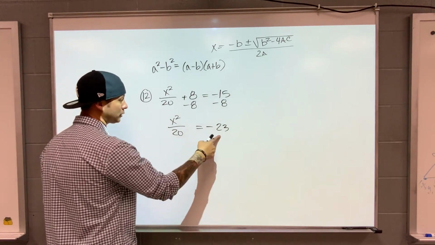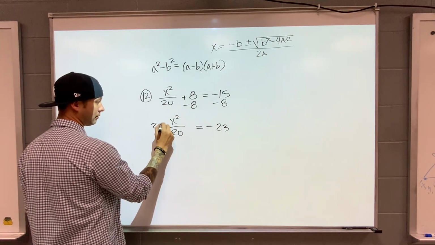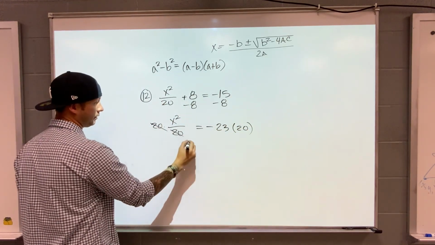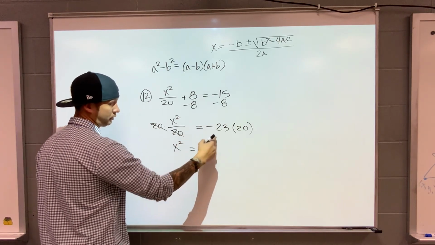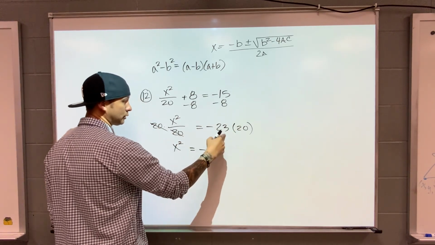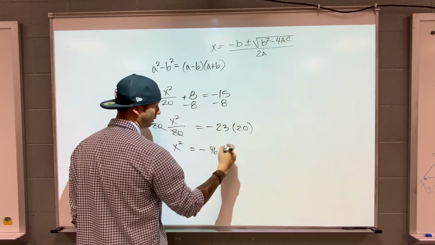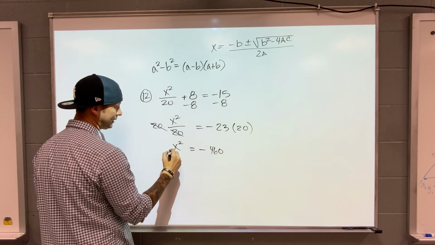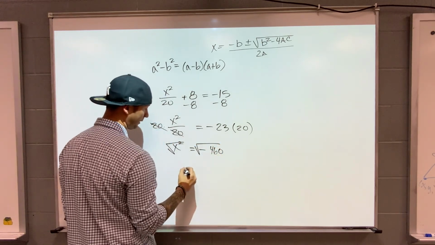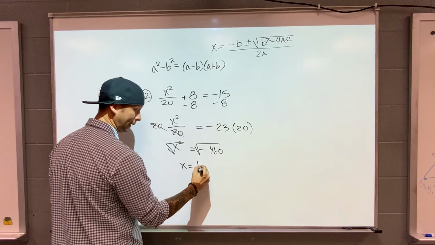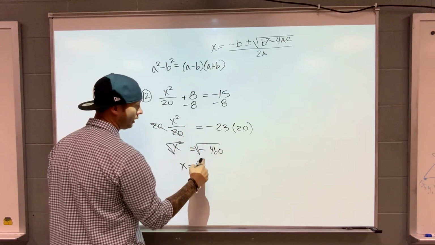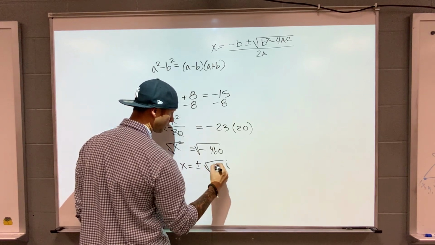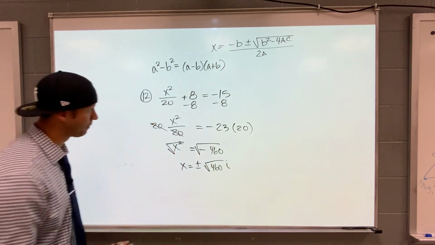I'm going to multiply everything by 20 because I want to clear the fraction. So x squared is equal to negative 20 times 23, 460. It's negative. So x squared, since I isolated it, take a square root of both sides. X is equal to plus or minus, because I introduced the square root. There's a negative, so that's going to come out as i. So i root 460.